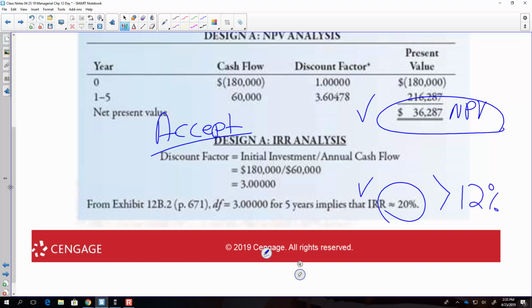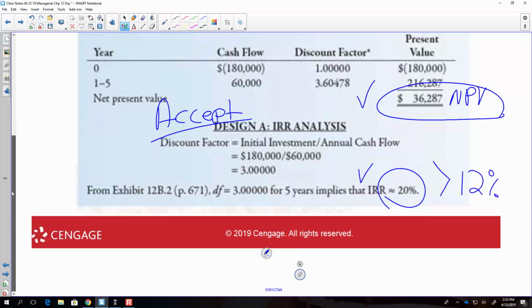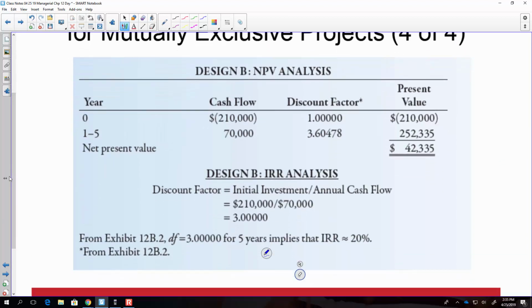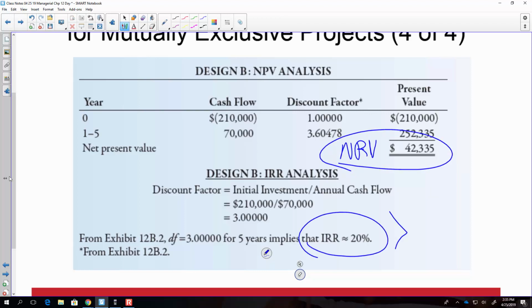The book then goes into the analysis on B. Here's B, a little clearer. Here the net present value is positive at 42,000. The internal rate of return, again, is greater than the company's 12%. This one, too, we could accept. We can't accept both, so which of the two do we accept? That one, B. B, right?